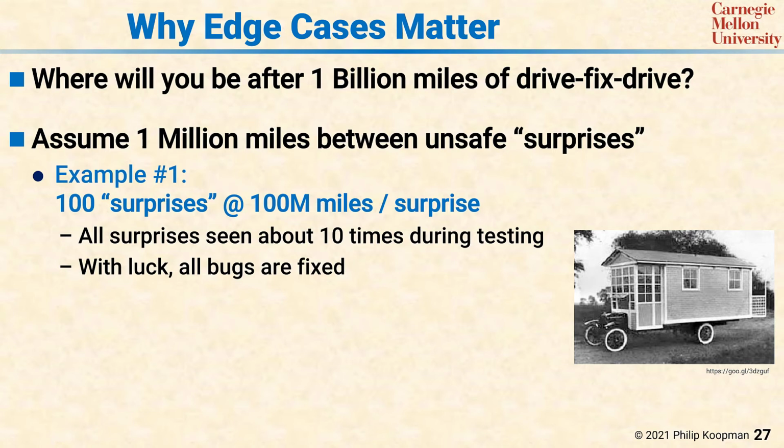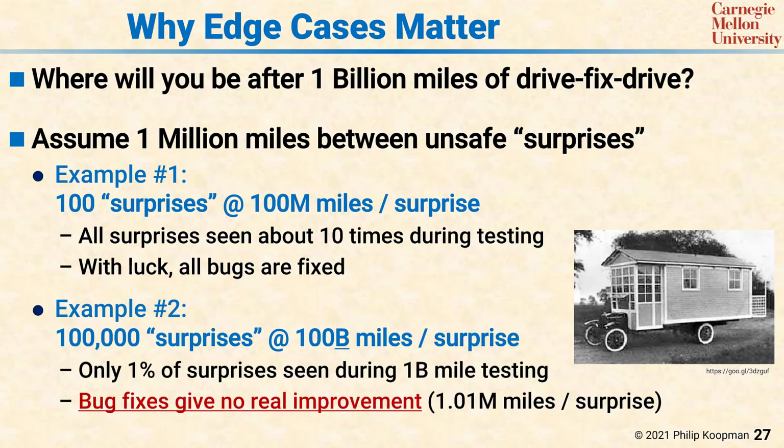The second example is still 1 million miles between unsafe surprises. But let's say there are 100,000 surprises, each one of which is exceedingly rare. Each surprise only happens every 100 billion miles. That's almost never. And you might say, well, every 100 billion miles, I'm just not going to worry about it. Well, the catch is that's only half the problem. The other half is there are so many of them that on average, there's still something arriving every million miles. It's just, for practical purposes, always a different thing.